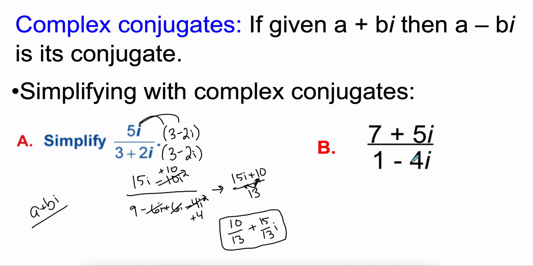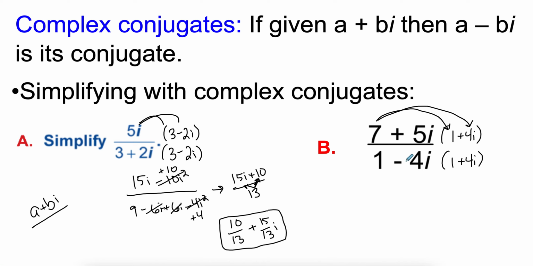All right, so over here, we're going to do the same thing. The top will be a little more difficult because we have the 7 plus 5i and not just an i. So think about what is the conjugate of 1 minus 4i. That would be a 1 plus 4i. Okay, we have to do that on the top and the bottom. So we're going to FOIL on the top. And then FOIL on the bottom.